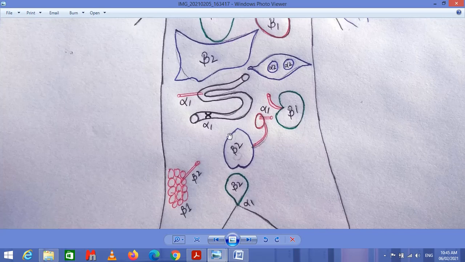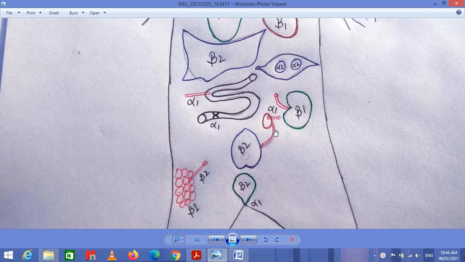So this is also the beauty of nature, that during a stress situation, the beta 2 receptor on the uterus is activated, which leads to the relaxation of the uterus, and which leads to the inhibition of miscarriage.